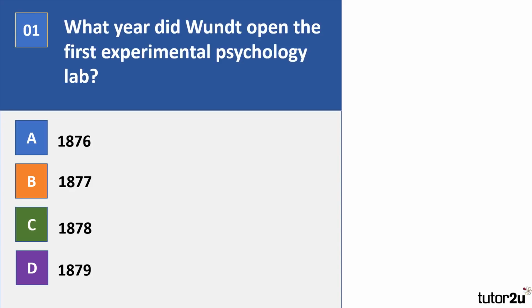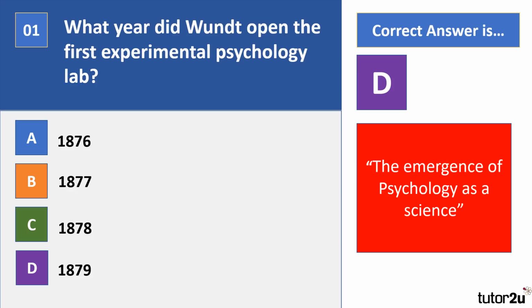Okay, we're going to get started then with question number 1, which is what year did Wundt open the first experimental psychology lab? Is it 1876, 1877, 1878 or 1879? So pause your video. Correct answer here is D.